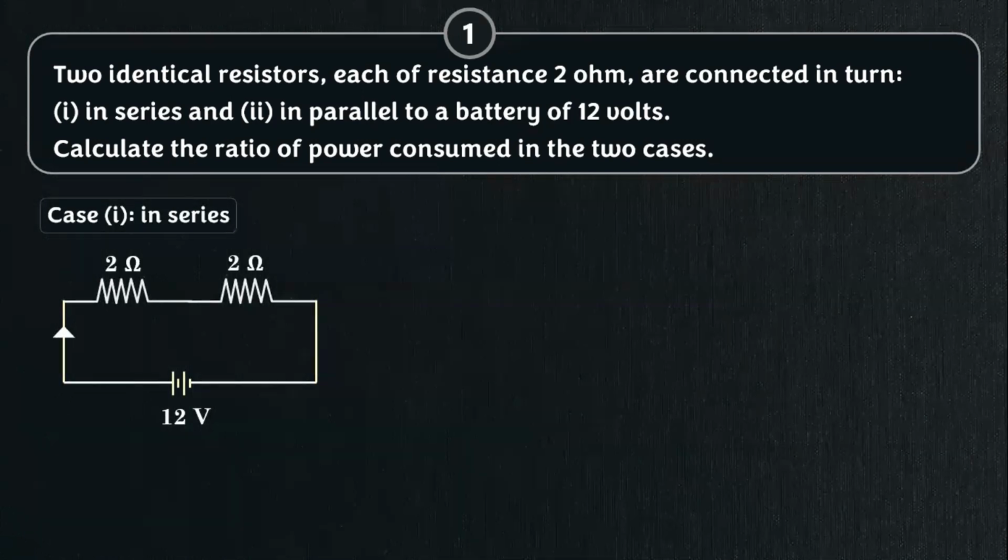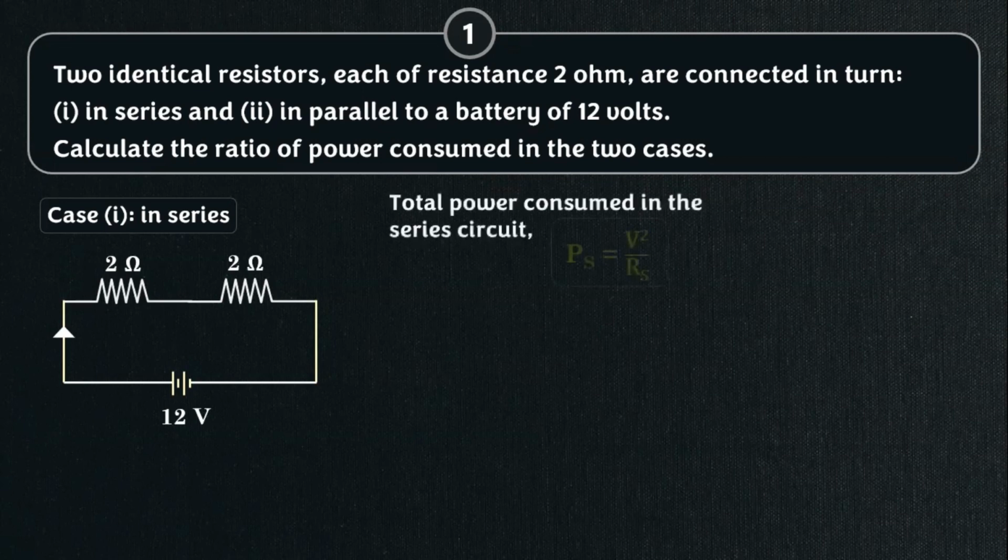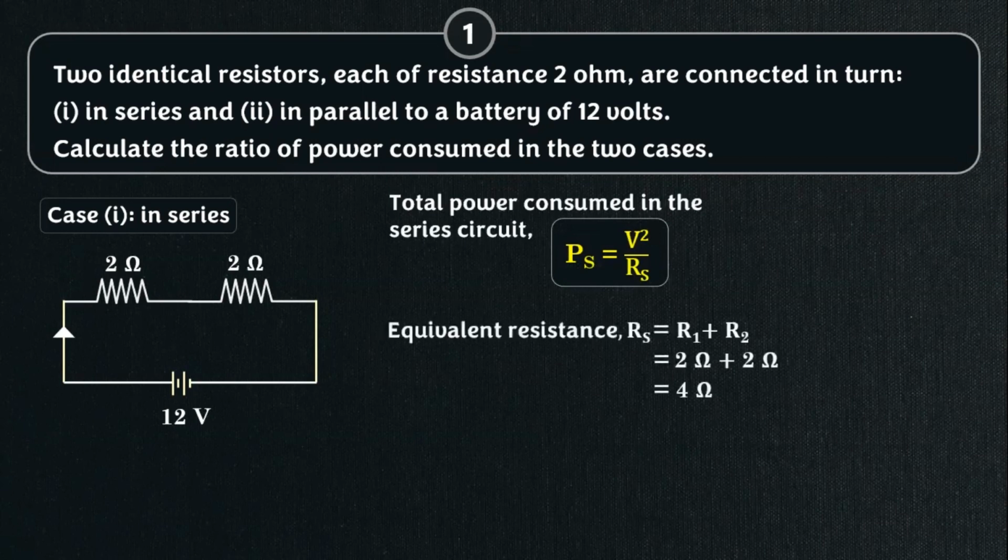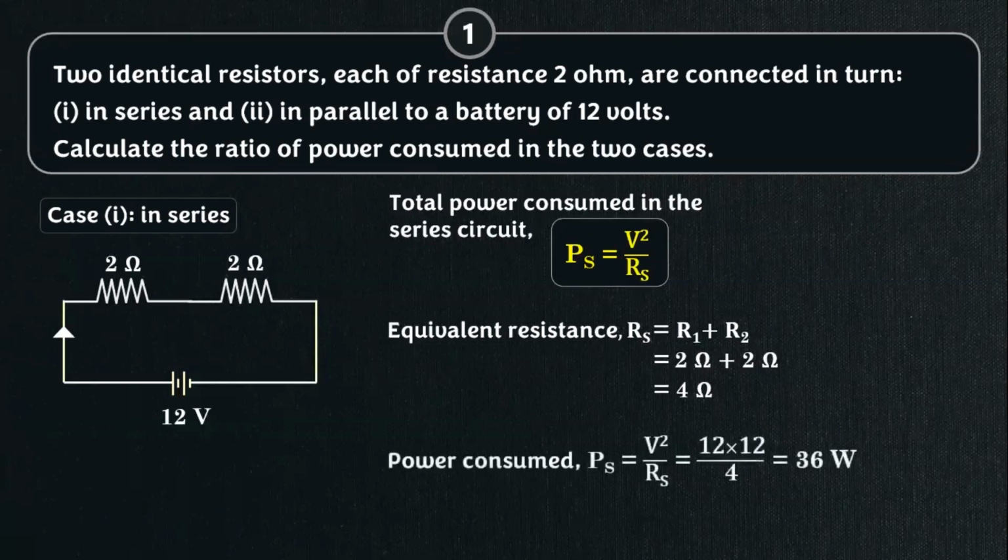We have three formulae to find the power consumed. As the total power is asked to find out, we can easily use the formula P is equal to V square divided by R without calculating the current. So, power consumed in series combination is equal to V square divided by equivalent resistance in series combination. Equivalent resistance is equal to sum of the individual resistors, that is 4 ohms. By substituting the values, we will get the power consumed. The total power consumed in the series combination is equal to 36 watts.